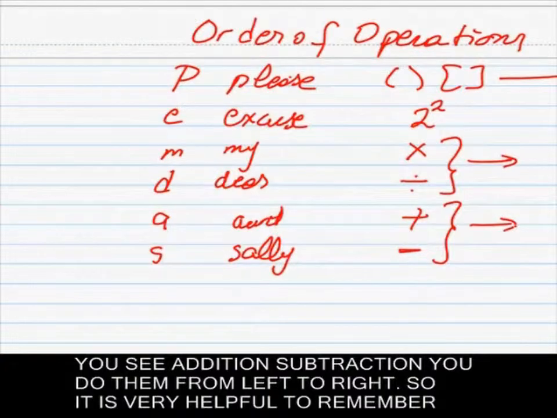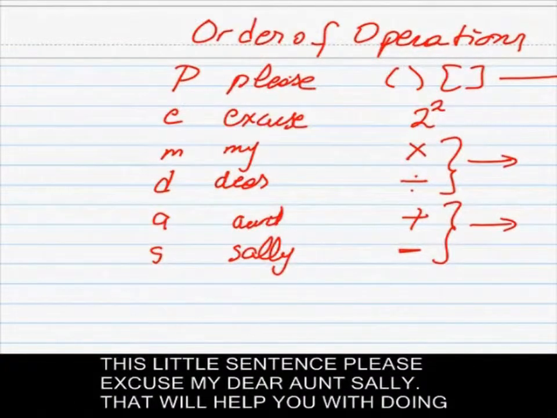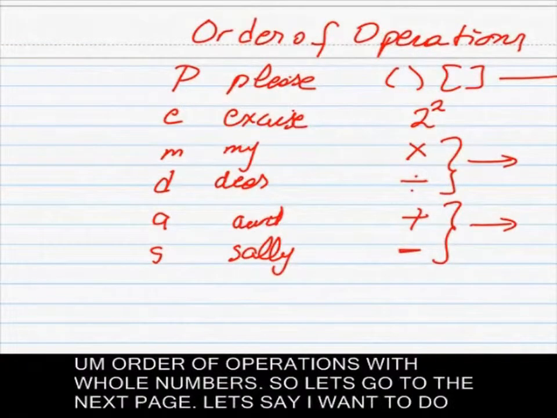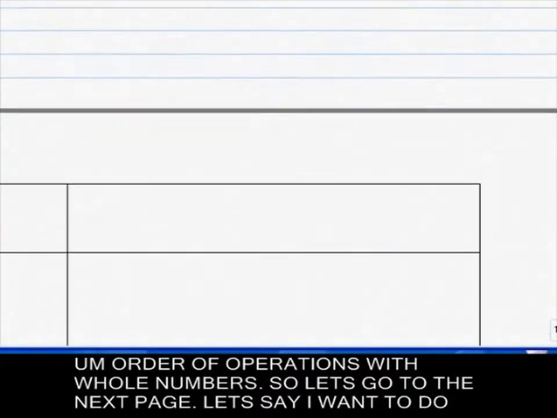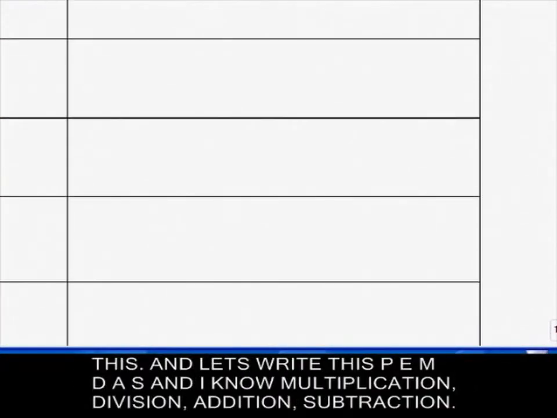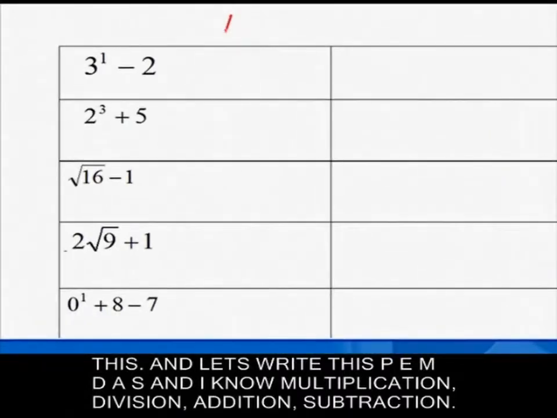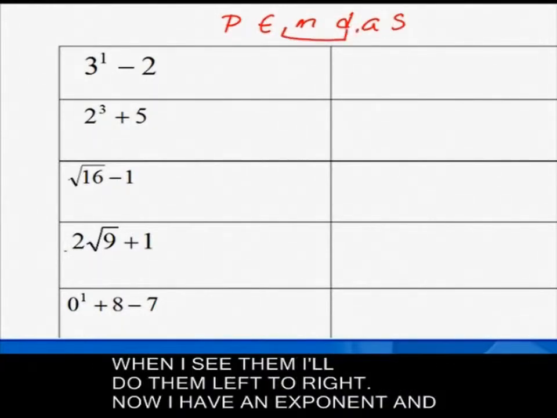So it is very helpful to remember this little sentence, please excuse my dear Aunt Sally. That will help you with doing order of operations with whole numbers. So let's go to the next page. Let's say I want to do this. And let's write P-E-M-D-A-S. And I know multiplication, division, addition, subtraction. When I see them, I'll do them left to right.